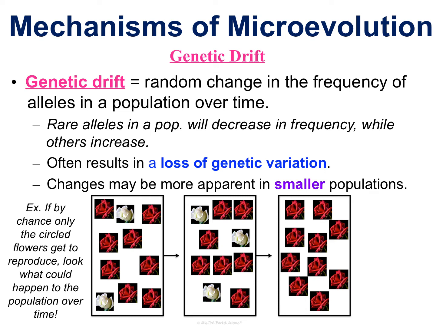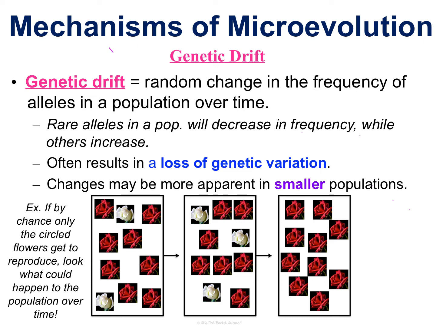So if by random chance something changes in the allele population over time, then we call that a genetic drift. These rare alleles in a population will just decrease in their frequency, especially if they are recessive, to be quite honest. We'll see them less frequent because they're representative of a smaller part of the population. And so we often see this loss in genetic variation through genetic drift.